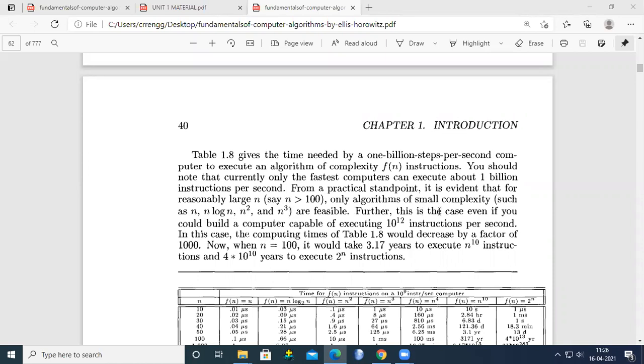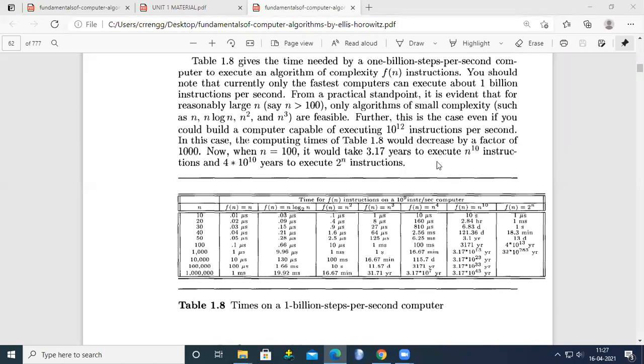Those are good. This is the case even if you could build a computer capable of executing 10 power 12 instructions per second, which is more than a billion instructions per second. The computing times are given in the table, showing a decrease by a factor of 1000. When n equals 100, it would take 3.17 years to execute n power 10 instructions and 4 multiplied by 10 power 10 years for the 2 power n case.